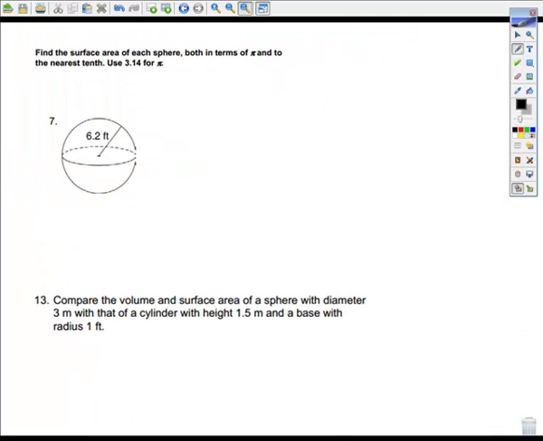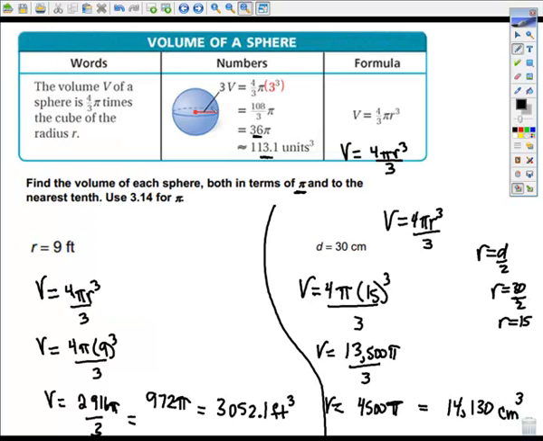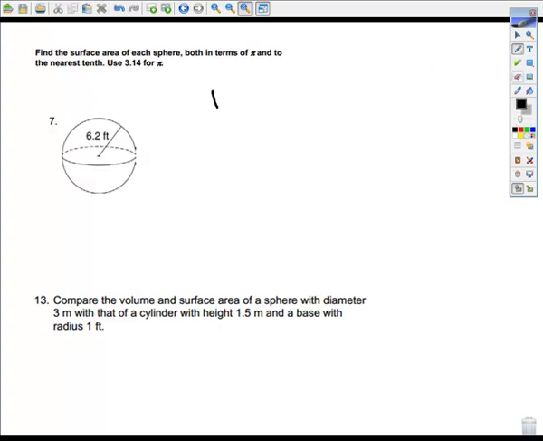Alright, find the surface area of each sphere, both in terms of pi and to the nearest tenth. Surface area is a different formula. Oops, I was getting ready to write down a V, but I want the surface area. The surface area for a sphere is 4 pi r squared. So here's another formula for you.